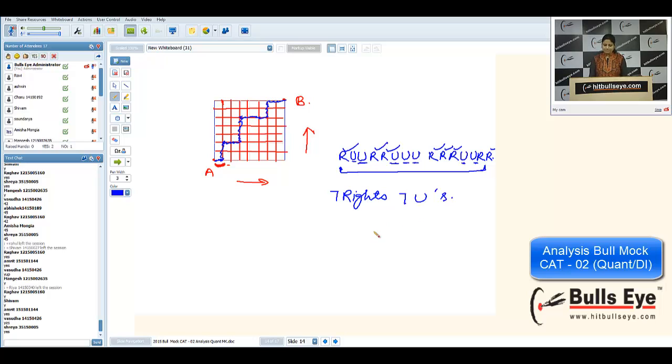You draw any path, you have to write 7 times R and 7 times U. You take any arrangement of these, you will get a path. So by taking the concept of repetition, 7 R's and 7 U's can be written in a line in these many ways. So these many ways are possible for going from A to B.